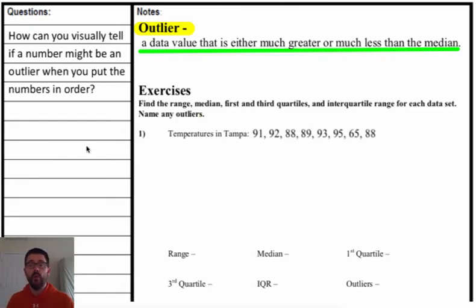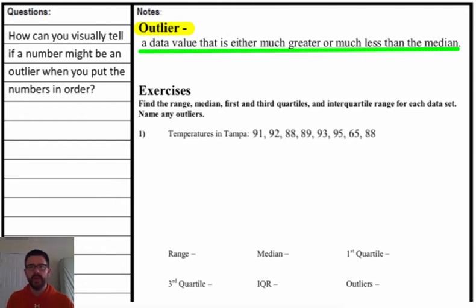All right, now we got one more vocabulary term to throw in there. And I know this one came up a little bit in our activity the other day, an outlier. An outlier is a data value that's either much greater or much less than the median. So a number that just doesn't fit with all the rest of it. It's not just a little bit away, it's like all the way across the line from each other. It's not somebody who's just standing a little bit away from the group, it's like somebody on the opposite side of the room. They're clearly not with the rest of the group.